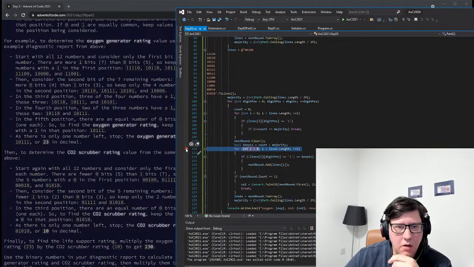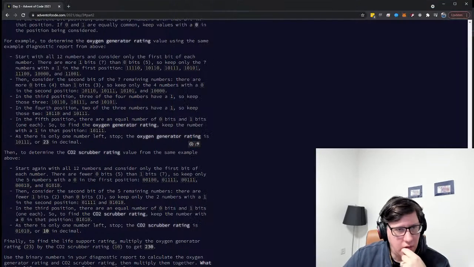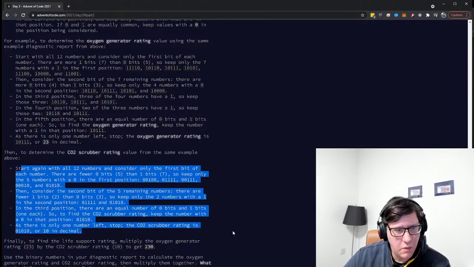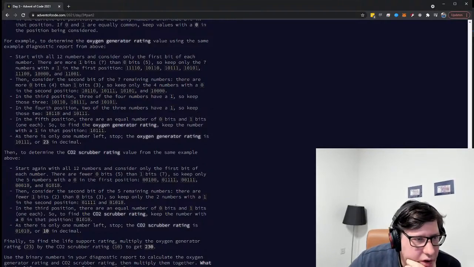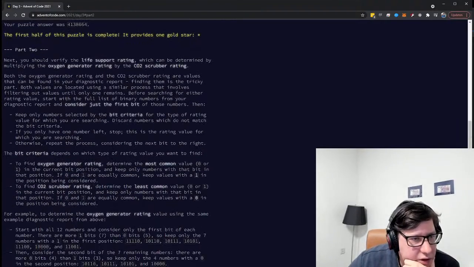What am I missing here? For the second part, what you have to do is you keep the ones that are in the minority, right? Let's see. Let me read this again. The least common value. Keep only the numbers with that bit in that position. Yeah.